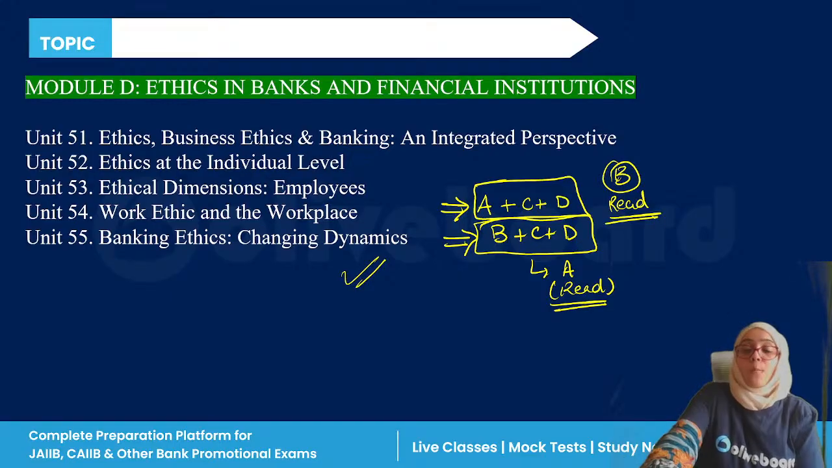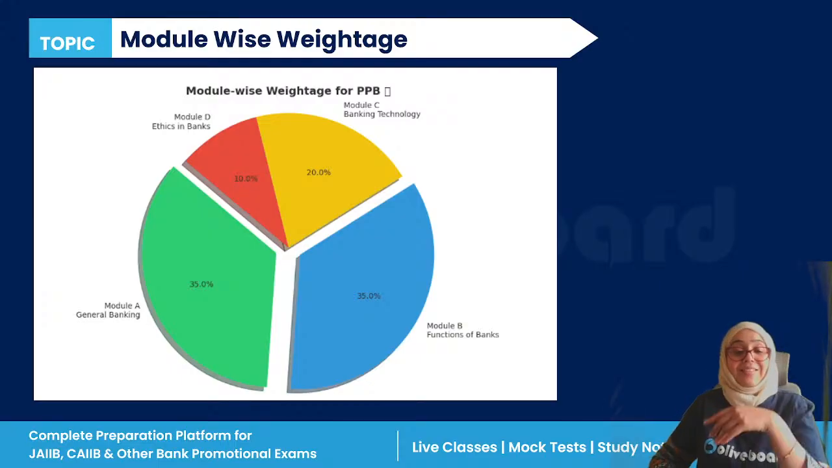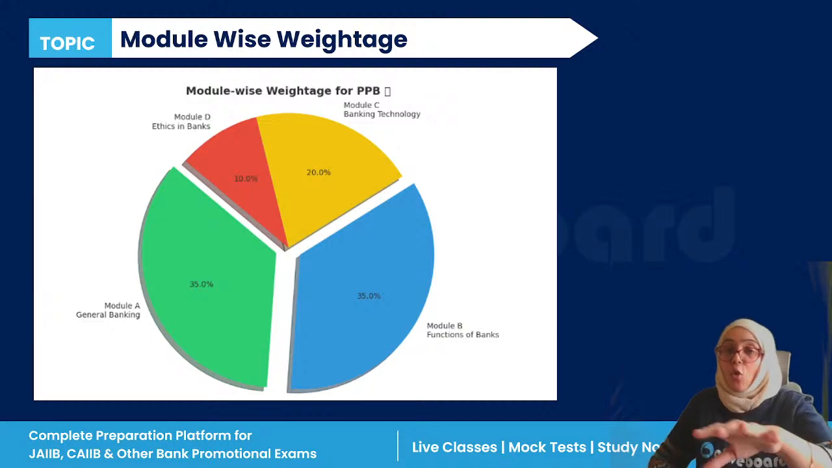Okay. Now, module wise weightage: modules A and B are equivalent, and 70% of your paper will come from module A and B together, right? Then the remaining 20% of the paper comes from module C and 10% comes from module D, right? So this is the module wise weightage for all of you.